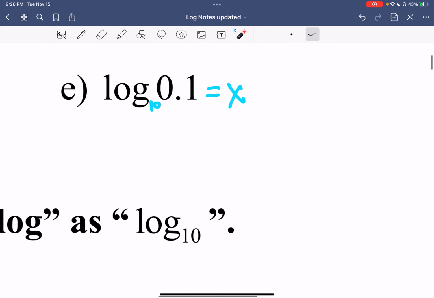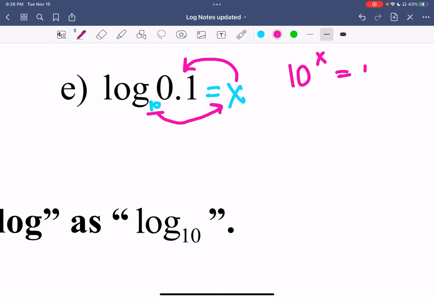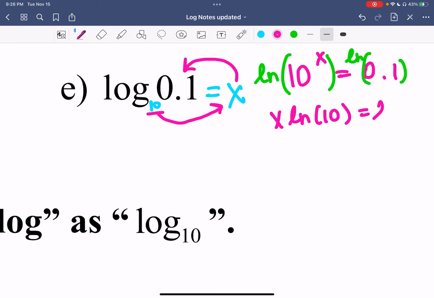Okay, let's try another one. So we're going to convert it to exponential form by grabbing the base, doing your switcheroo. You got 10 to the power of x is equal to 0.1. Off the bat, I don't know what this is, so we're going to do the natural log so that we can bring the variable x down to the front. So that'll be x times the natural log of 10 is equal to the natural log of 0.1.